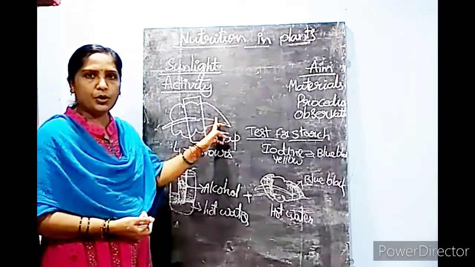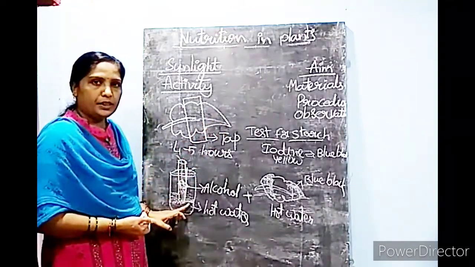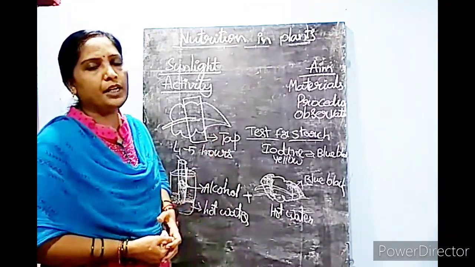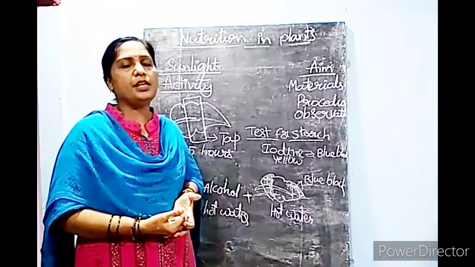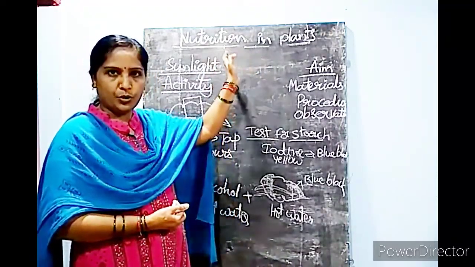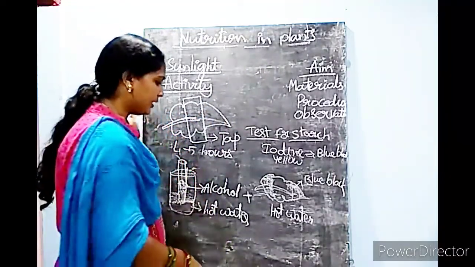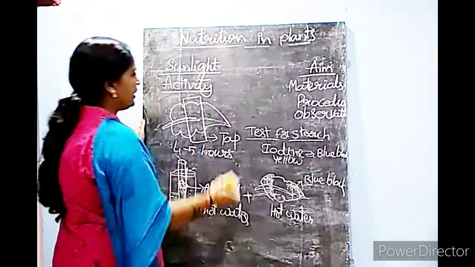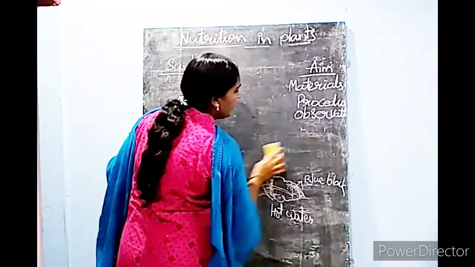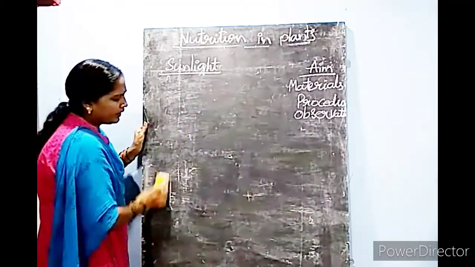So what are the materials you are using? A fresh leaf you took, a tape you need, and hot water, and these beakers, test tube. All this you write, and what process you did to prove that sunlight is necessary for photosynthesis. Understood, children? Yes. One more activity. How to prove chlorophyll is necessary for photosynthesis.